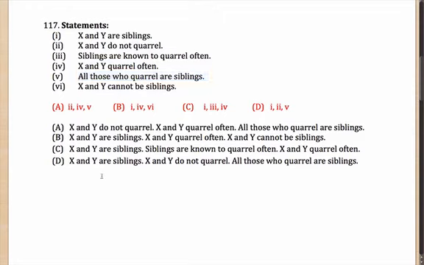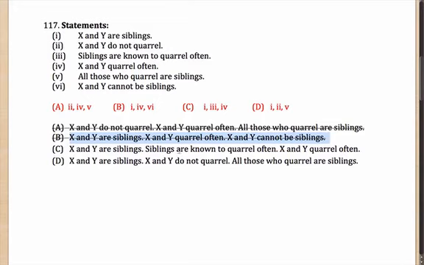Now, what is happening in these options? X and Y do not quarrel, X and Y quarrel often, all those who quarrel are siblings. This does not even make sense. There is nothing which is common that you can eliminate. So you forget this one. X and Y are siblings, X and Y quarrel often, X and Y cannot be siblings. Once again, the options are not making sense. There is nothing that you can kick out or the common part that you can cancel.